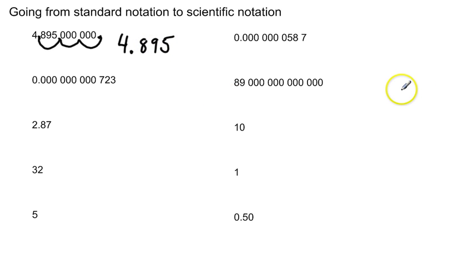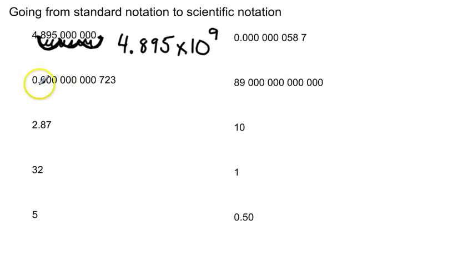Okay, so that's what we did. Notice we've gone from 4 billion something to 4.895. Now we put our times 10 to the, and we just need to determine the power. The power is determined by how many places you move the decimal point. A billion is 10 to the 9, and notice we moved the decimal point 9 places. I could show you each place: 1, 2, 3, 1, 2, 3. So that's 9 places, and that's how you write this in scientific notation.